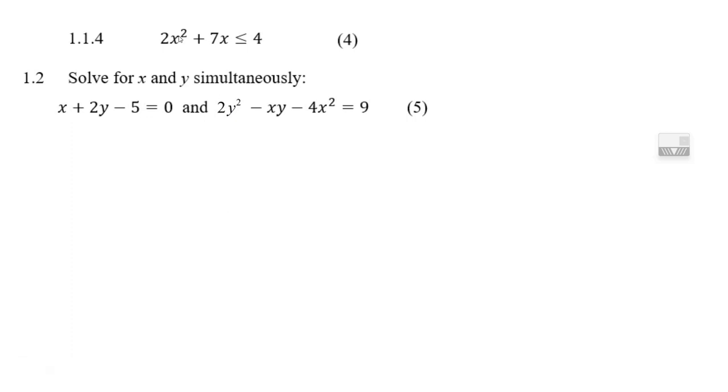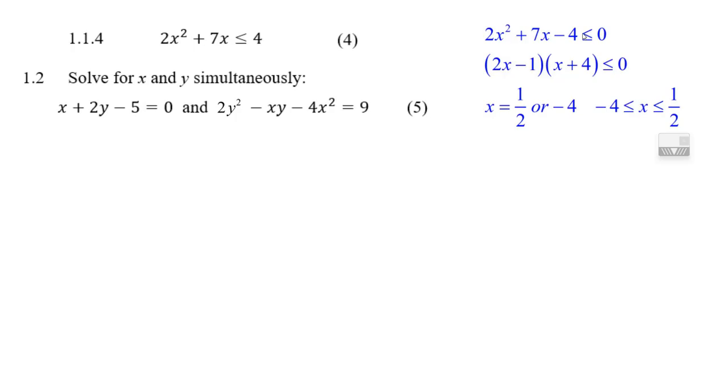Okay, let's try these two questions. First, an inequality. The first part of this quadratic inequality is just the same as solving any quadratic. You just take away the 4, you factor it or put it into the formula, and 2x times 2x squared plus 8x minus 1x is 7x, and minus 1 times 4 is minus 4. These are your two zeros.